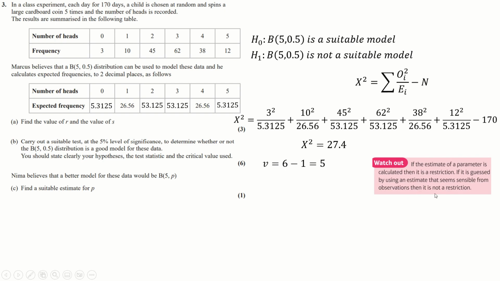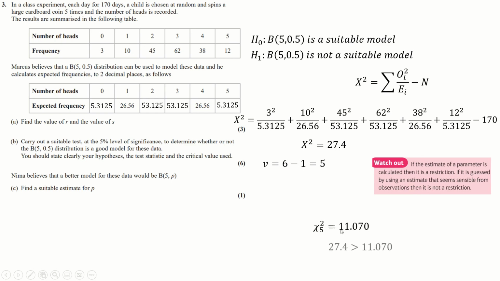I talked about it here, though, as well. It says if it's calculated, that's a restriction. This hasn't been calculated because he's just estimating that this could be quite a good idea. He has calculated these numbers, but because this entire model has been based on an estimate, that's not a restriction. It's if the model has been made using proper maths, then it's a restriction. But this has just been done by guesswork. He's just saying maybe it's a half. So that doesn't count as calculation. So it's just 6 minus 1 equals 5 for our degrees of freedom.